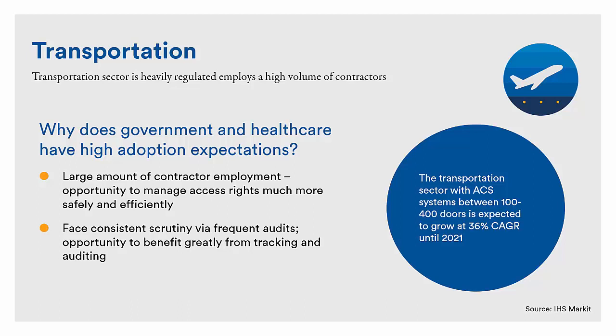Security is a high priority for this sector, and security systems face consistent scrutiny via frequent audits. Therefore, airports, ports, and metro access control installations can benefit greatly from tracking and auditing. Projects in this sector are typically much larger. As a result, managing utilization is more difficult and requires a larger amount of resources. So facility utilization and asset management features can help automate these tasks. Again, according to IHS Markit, the transportation sector with access control systems between 100 and 400 doors is expected to grow at 36% compound annual growth rate until 2021. Again, these are global numbers.